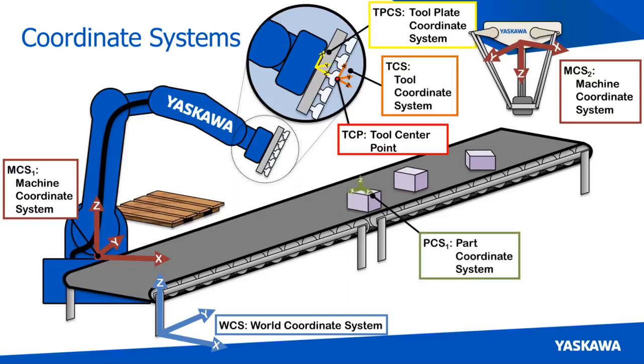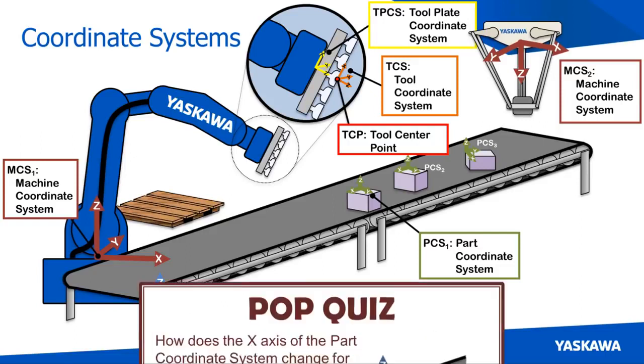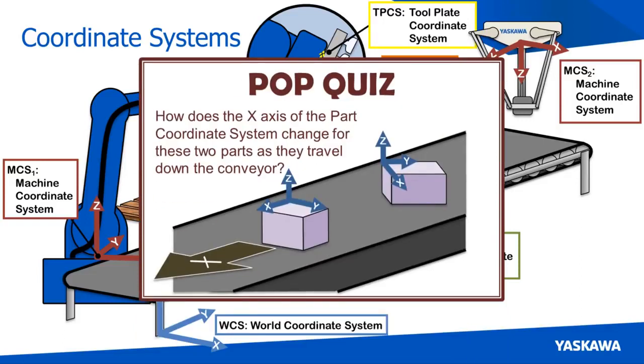Now we have more coordinate systems. Each of these parts will have their own coordinate system. It's called the part coordinate system. Here you can see we even have some different orientations. The PCS3 is actually rotated a little bit, so it's going to have different X, Y, and Z axes compared to the others. So this brings us to our first pop quiz.